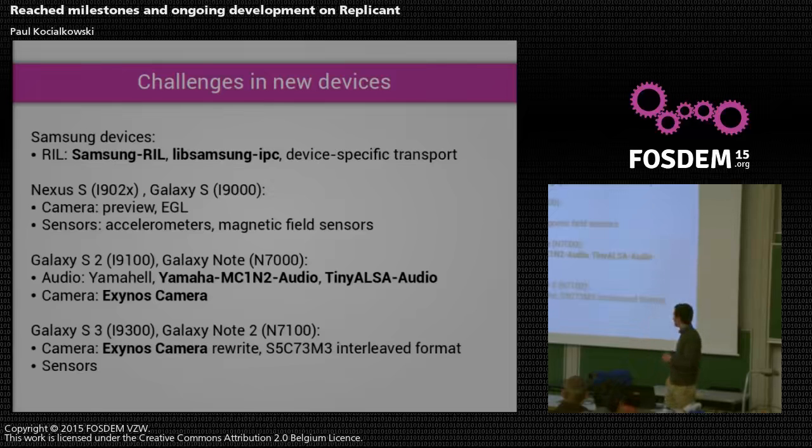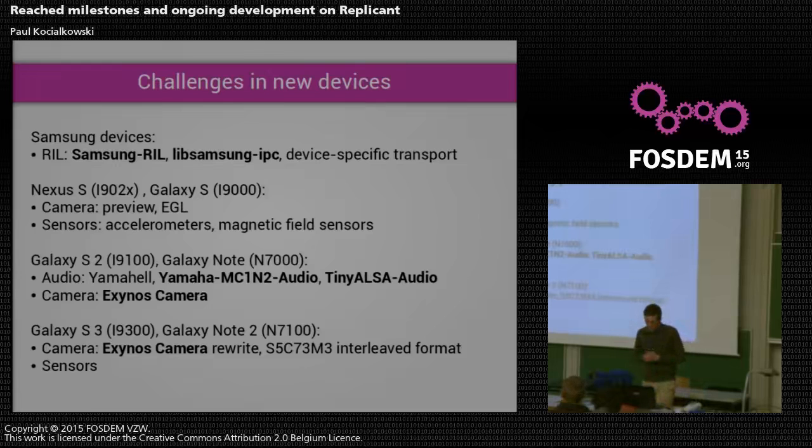So Libsamsung-IPC, that's the device-specific part that implements the different kernel interfaces to communicate with the hardware. So that's what we need. So that's a big part of the work that was done on Replicant. And then you can see that there are different generations and families of devices. So those are using the same chips. On the Nexus S and Galaxy S, you've got a Samsung S5PC110, that's the code of the SoC.